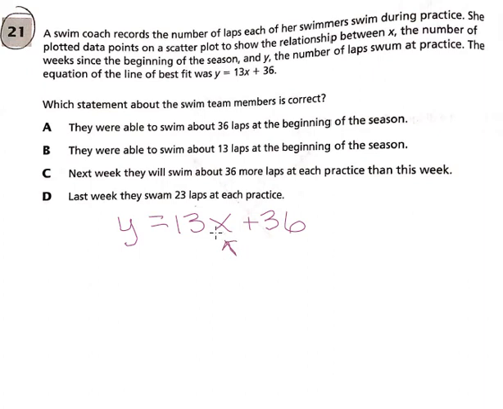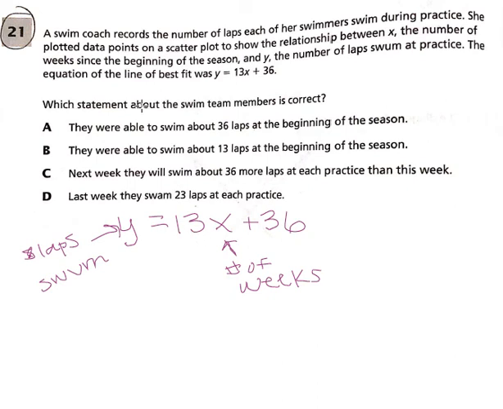So x here is going to represent the number of weeks since the beginning of the season. So this is going to be number of weeks. And then y here is going to be the number of laps swum. Swum, that's a weird word. Okay, so we've got this situation. So now we know that this 36 means that in the beginning, they had swum 36 laps at the start. So now we look here, number of weeks. So this means they began at 36, and each week it's going to increase by 13.